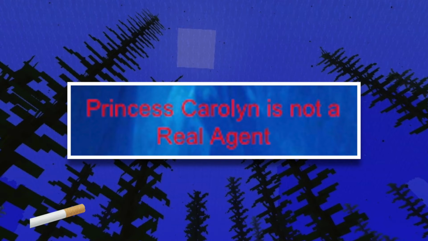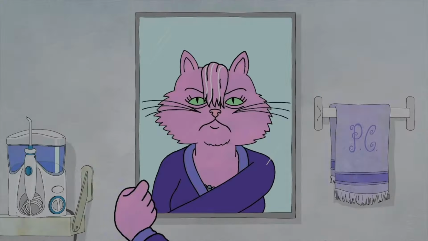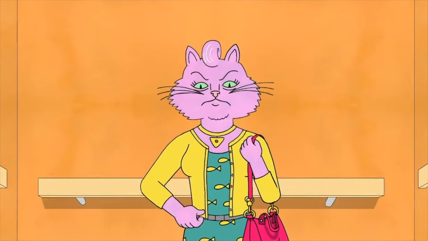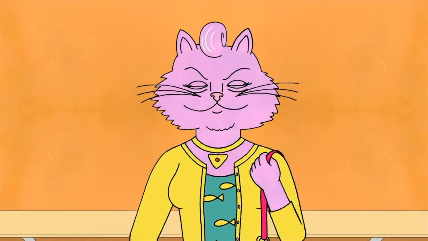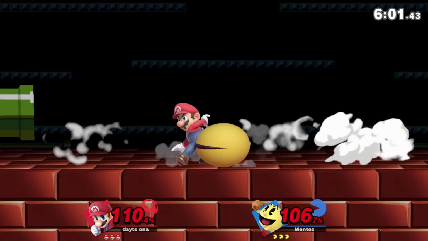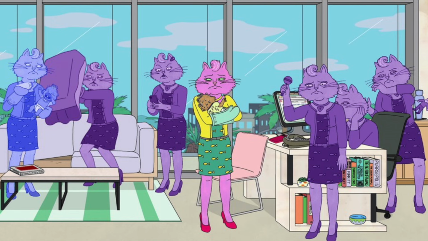Princess Carolyn is not a real agent. In the beginning of the show, she is shown as this amazing agent that can do anything and get anyone a job. She definitely proves this in later episodes, but is she really an agent? It is shown in a later episode in season 3 that she only got the job because her boss Marv quit after realizing that being an agent was a waste of his life. PC takes his place but starts to realize why Marv quit his job.